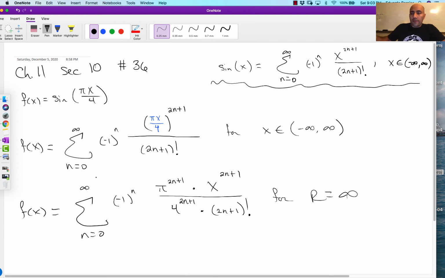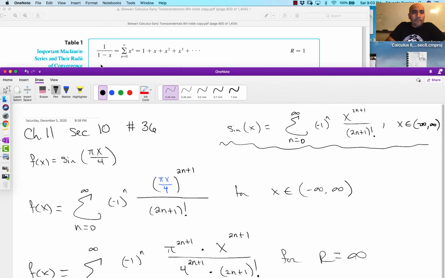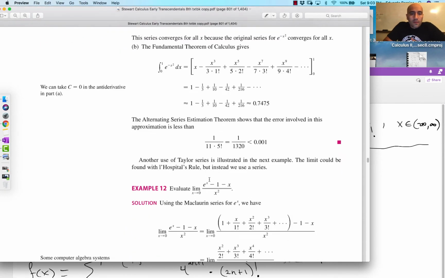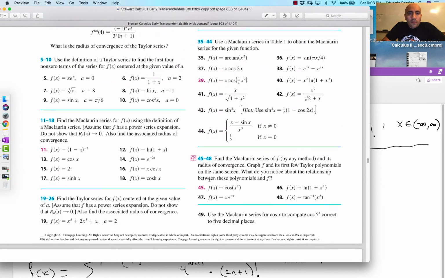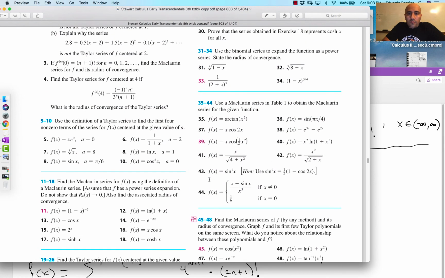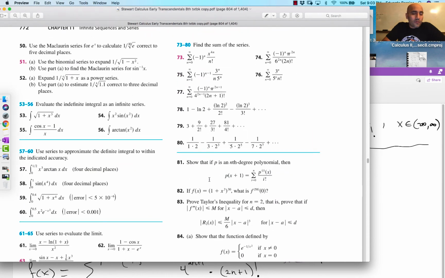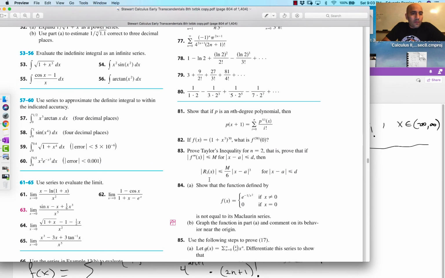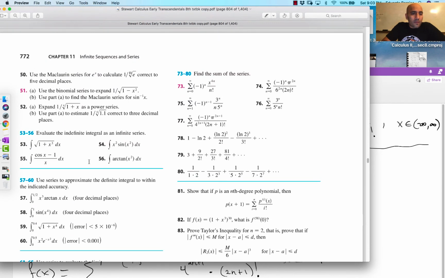Okay. Likewise, let's try something else. Okay, so we've done a good amount of problems from there. How about evaluate the indefinite integral as an infinite series? Okay, so how about number 56? Find the integral of arctan of x squared.